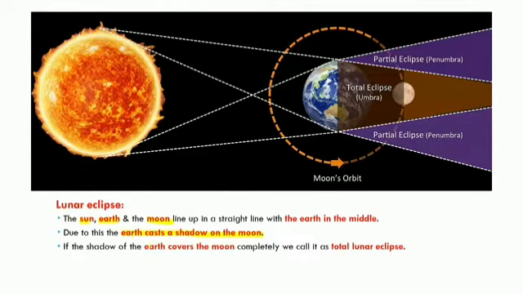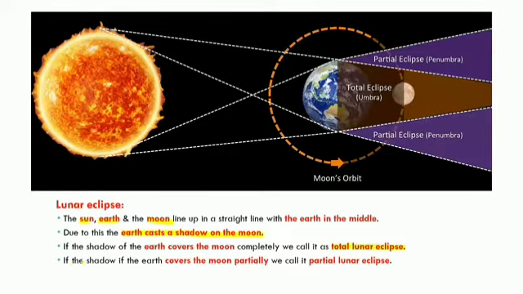So if the shadow of the earth covers the entire moon, it's called a total lunar eclipse. And if the shadow of the earth covers only a part of the moon, it's called a partial lunar eclipse. So just like the solar eclipse, we have a total lunar eclipse and a partial lunar eclipse.